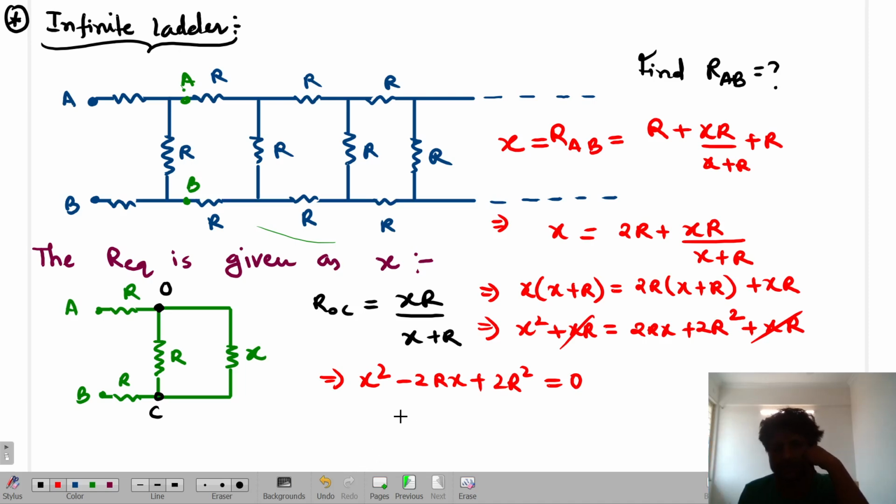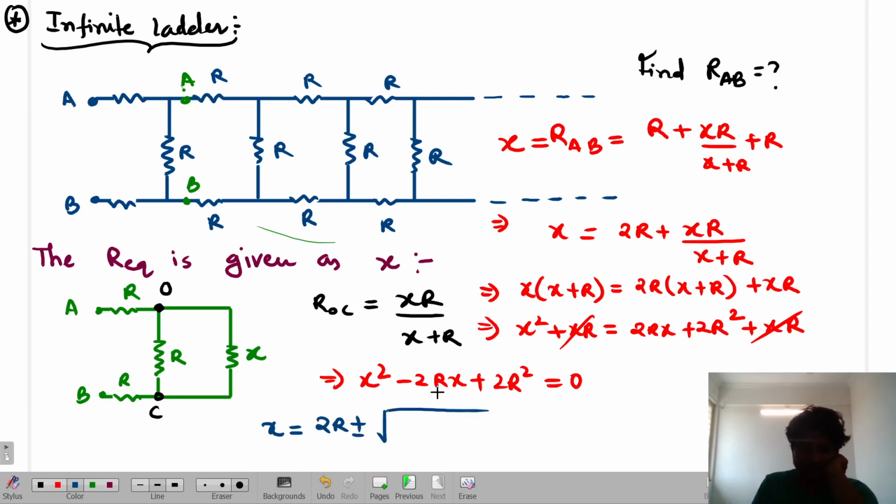So how I need to put it? Can you just put this in the equation? Can you solve this quadratic equation? So x is basically minus B, that is twice R, plus minus root under B square. B square is how much? 4R square, minus 4ac, isn't it? 4 a की value 1 है and, oh shit, how much am I getting over here?